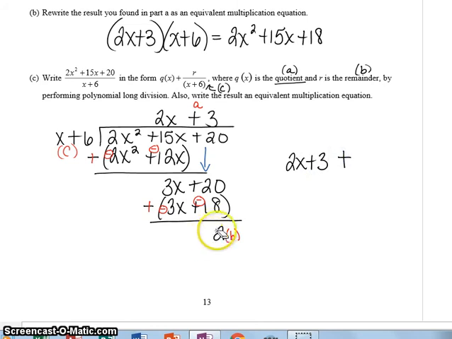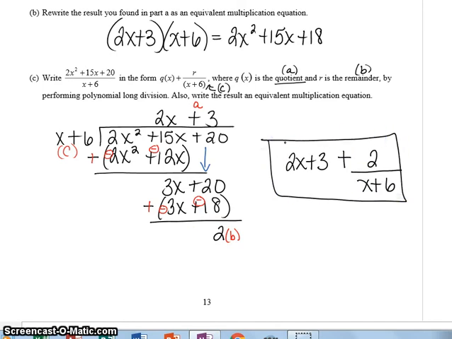So when I put it in the form that it asked me to up here, then it's the answer plus, why is it plus? Because the remainder is positive, 2 out of what I divided it by, which was x plus 6. There's my answer right there. Okay?